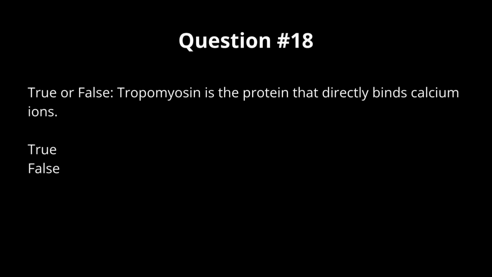Question number 18. True or false? Tropomyosin is the protein that directly binds calcium ions. The correct answer is false. Troponin binds calcium, which then causes tropomyosin to shift and expose binding sites on actin.